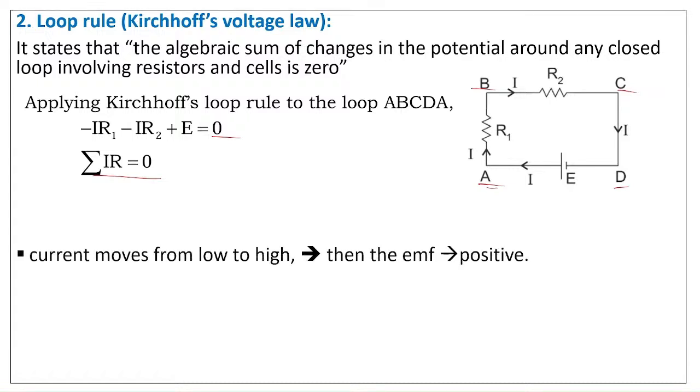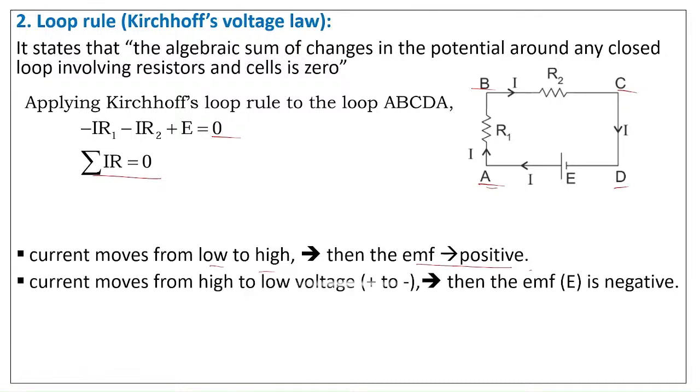Here, if the current moves from low to high potential, then the EMF source E is signed positive because of the energy being charged at the EMF source. Likewise, if the current moves from high to low voltage, plus to minus, then the source of EMF E is signed negative because of the emptying of energy at the EMF source.